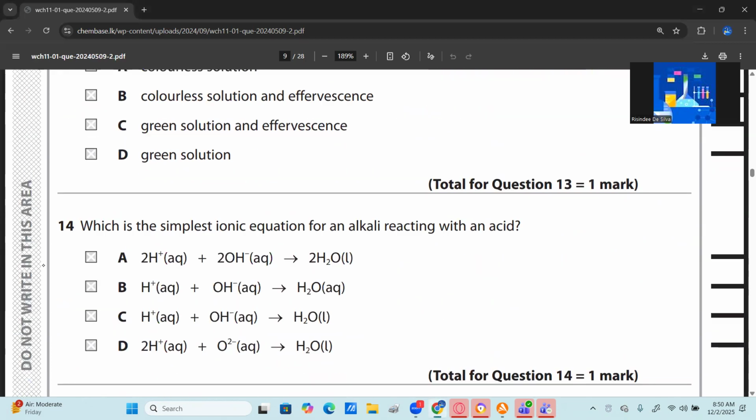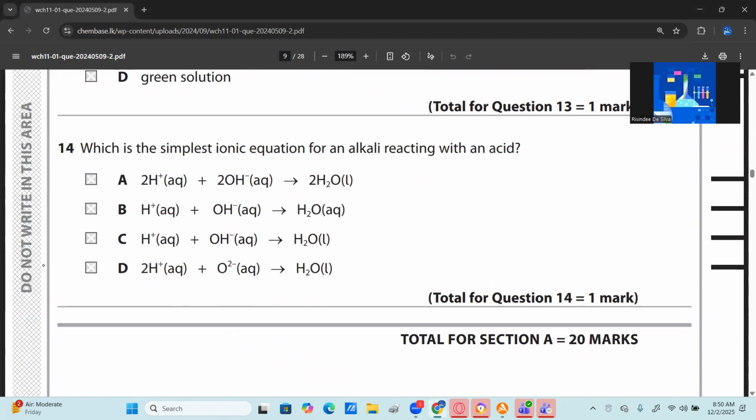Which is the simplest ionic equation for an alkali reacting with an acid? For that, children, I'll take an example. NaOH(aq) with HCl giving NaCl and water. Right? So first I can break the aqueous solutions into ions.